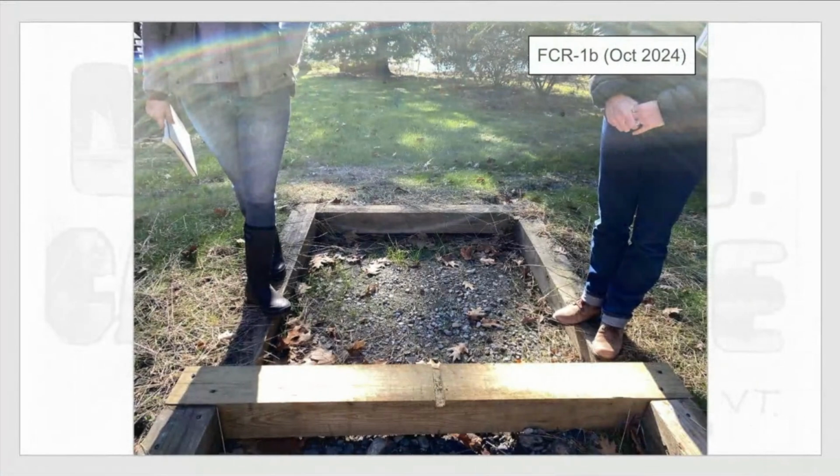Okay, so now I need my cheat sheet for addresses. So I won't mention names, but I'll mention the addresses. So this is FCR 1B, and the reason it's called 1B is because we did a project on this property on the other side of the residence in 2020 or 21.